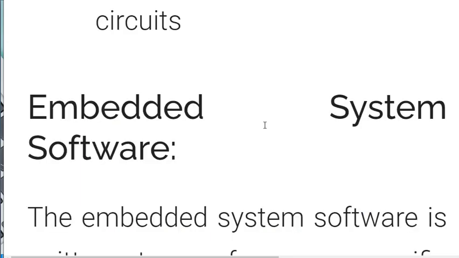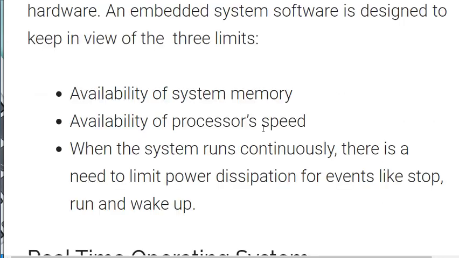The next one is the embedded system software. The software is written to perform a specific function, and it's typically written in a high-level language, then compiled down to provide code that can be loaded into a non-volatile memory within the hardware. Embedded system software is designed with three limits in view: availability of system memory, availability of processor speed, and, when the system runs continuously, the need to limit power dissipation for events like stop, run, and wake up.